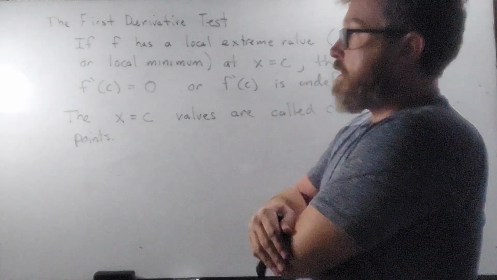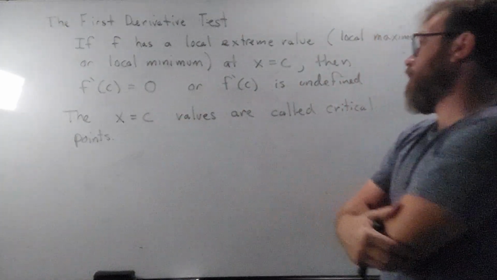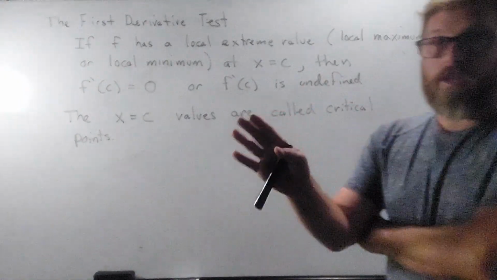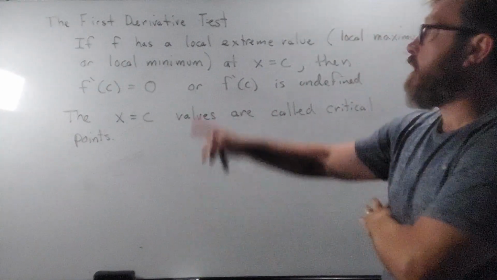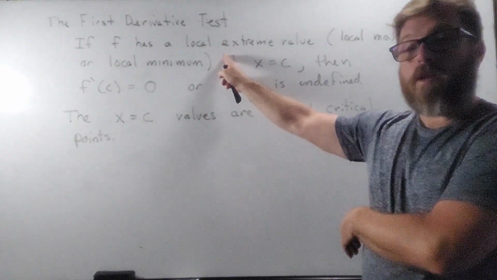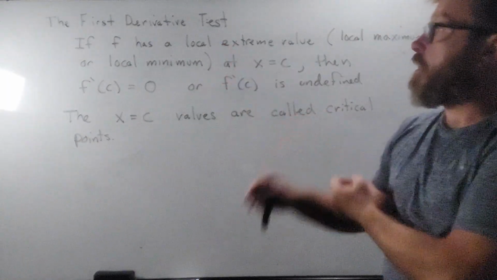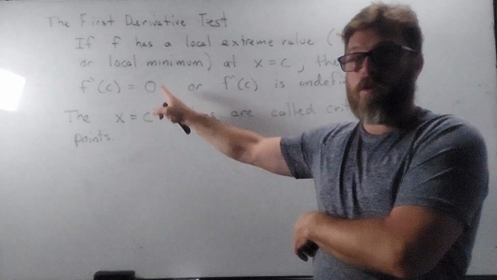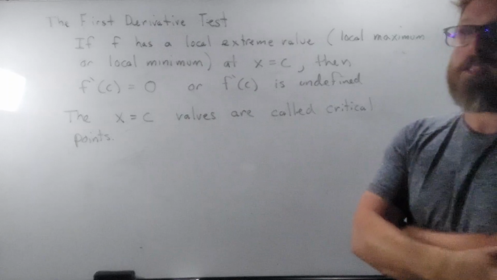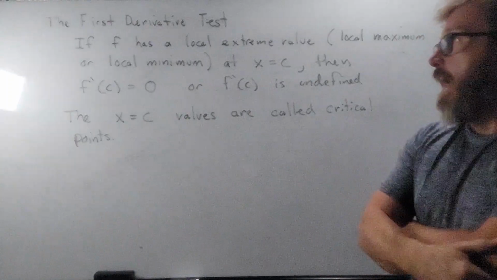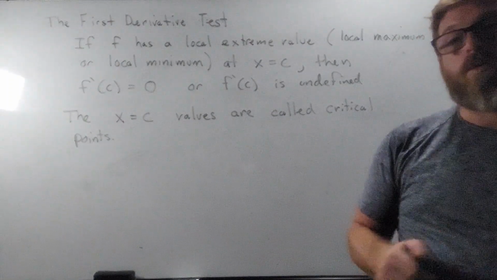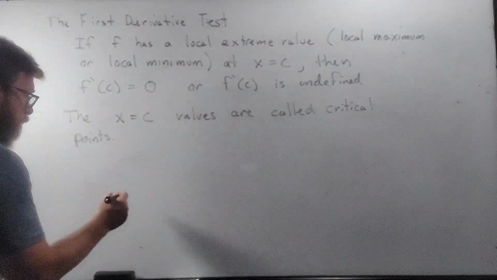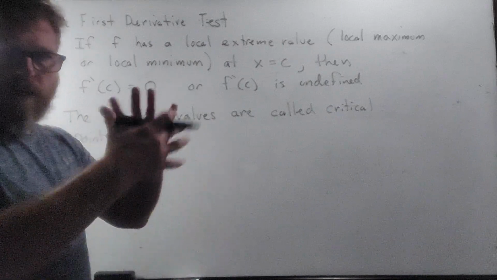Now, these x equals c values are going to be called critical points. We have to be careful because this is only an if-then statement. It says if it has a local extremum, so we're talking a max or minimum, then its derivative is equal to 0 there, or undefined. But just because its derivative is equal to 0 does not guarantee that it has a local maximum or a local minimum there. What we mean by local is that we're talking about around that particular point.